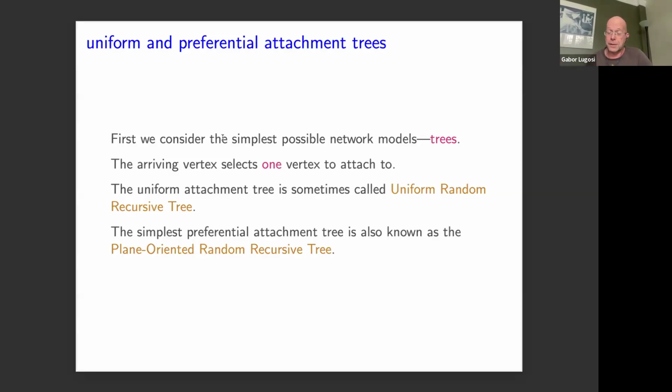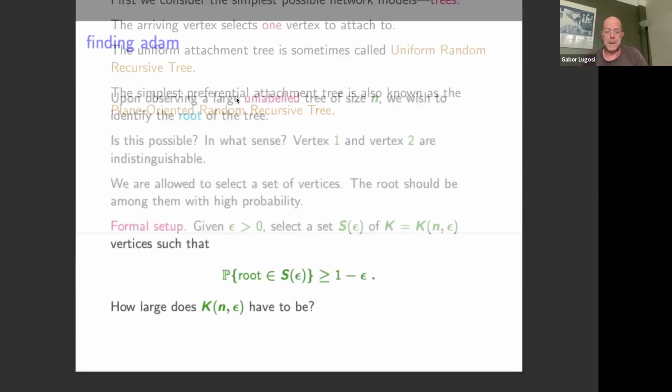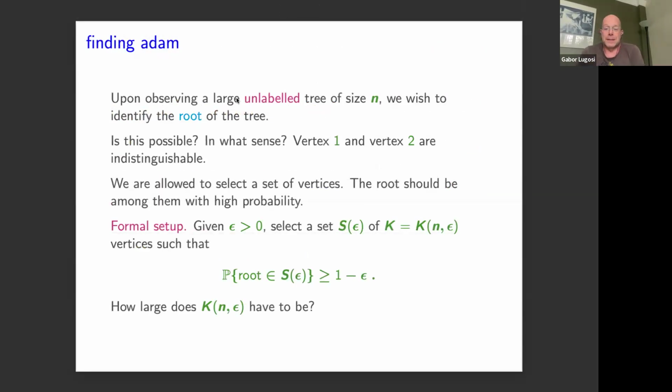The same holds for preferential attachment trees. Even before the Albert-Barabási model was invented and became famous, preferential attachment trees had already been studied in probability, and these were called plane-oriented random recursive trees, for reasons I'm not going to explain. These models are well known and well studied, and all these results come in very handy for us in the analysis.